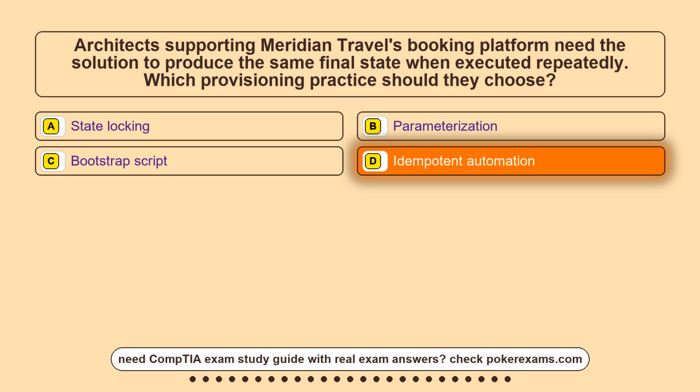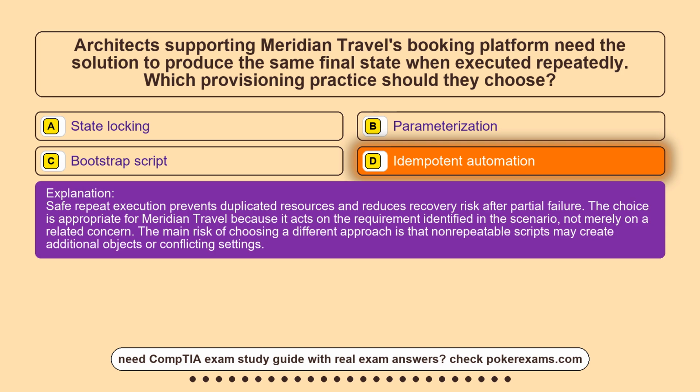Idempotent automation. Safe repeat execution prevents duplicated resources and reduces recovery risk after partial failure. The choice is appropriate for Meridian Travel because it acts on the requirement identified in the scenario, not merely on a related concern. The main risk of choosing a different approach is that non-repeatable scripts may create additional objects or conflicting settings.